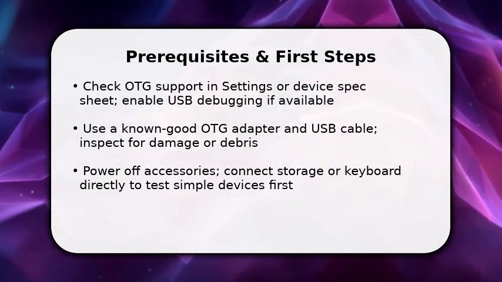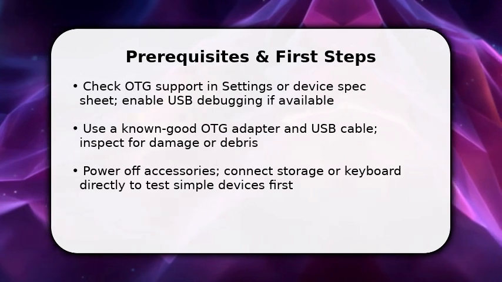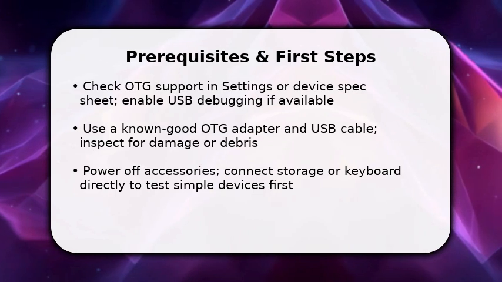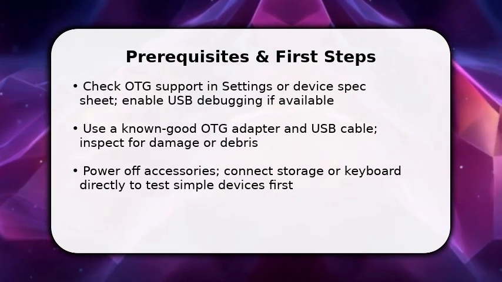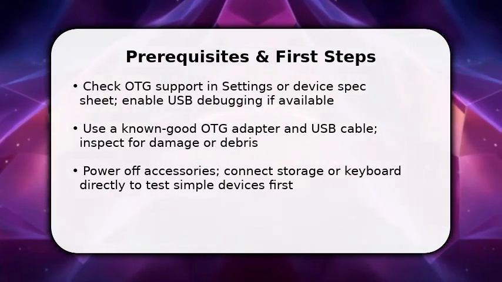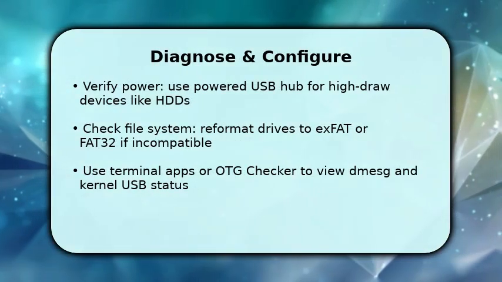Plug in a basic device like a flash drive or wired mouse. This isolates power and protocol problems early. Make sure to use a reliable adapter rated for OTG rather than a passive splitter, and keep your device unlocked while testing. You now move into diagnostic steps so you can see why the connection fails.